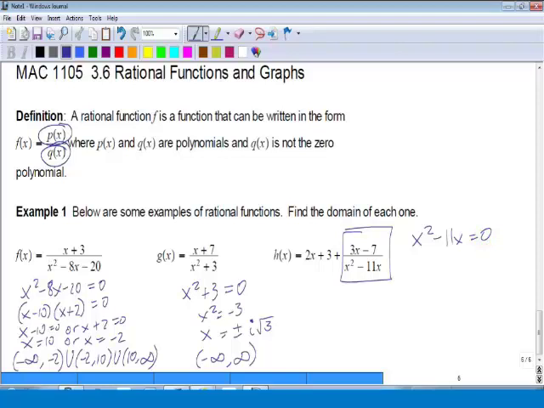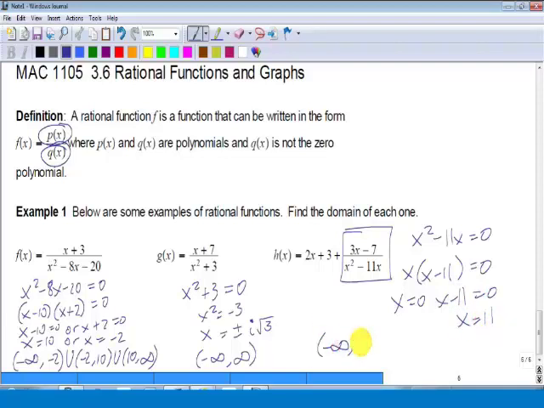How do you factor x squared minus 11x? Take an x out: x times (x minus 11). So you set x equal to 0 and x minus 11 equal to 0, and so x could be 0 or 11.